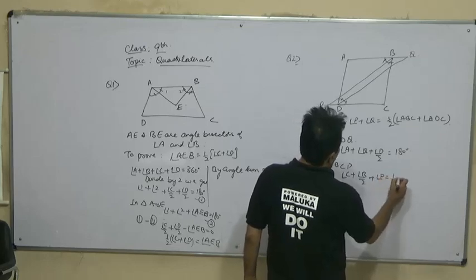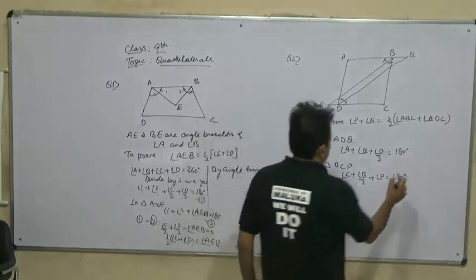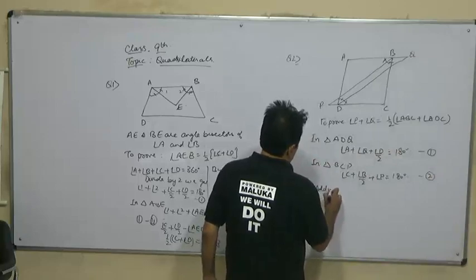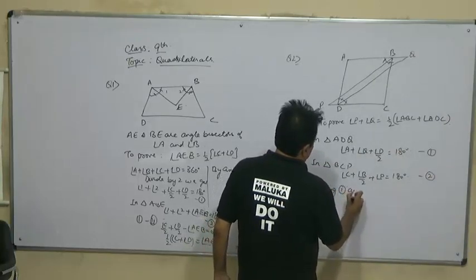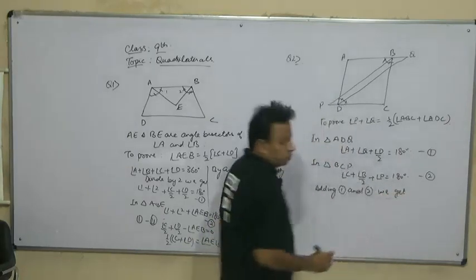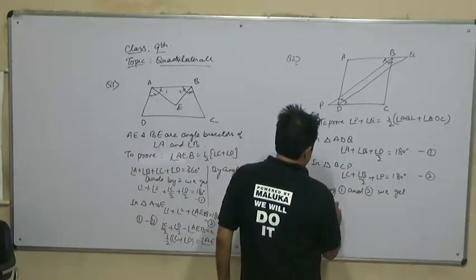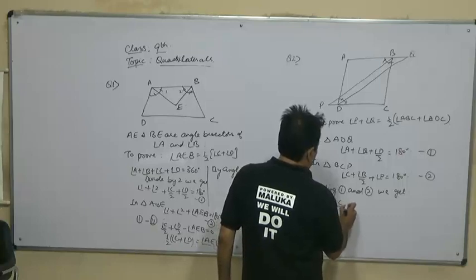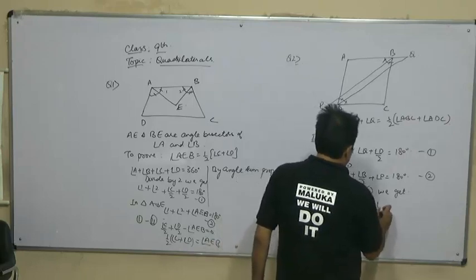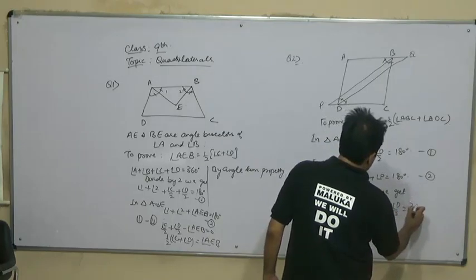This is equal to 180 degree. Now we add these two, add both 1 and 2. So what do we get here? This will be angle A plus angle C plus angle P plus angle Q plus angle B by 2 plus angle D by 2 is equal to 360 degree.